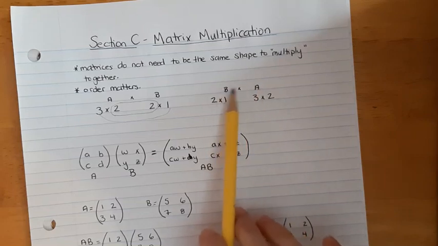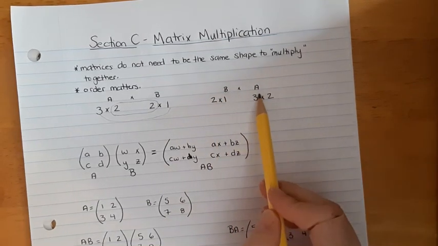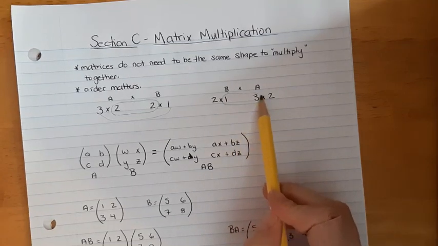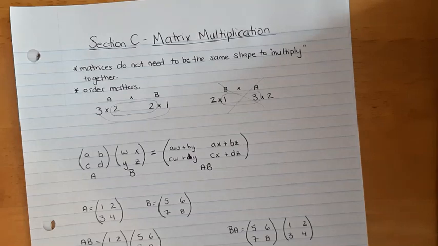But if we take those exact same two matrices and reverse the order of the multiplication, all of a sudden these numbers in the middle are no longer the same, and we could not do that multiplication. That would be an impossible matrix multiplication to do.